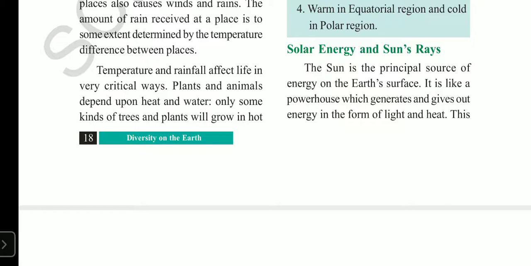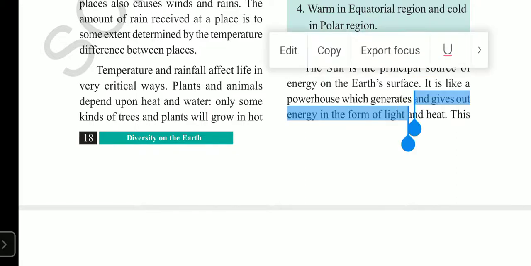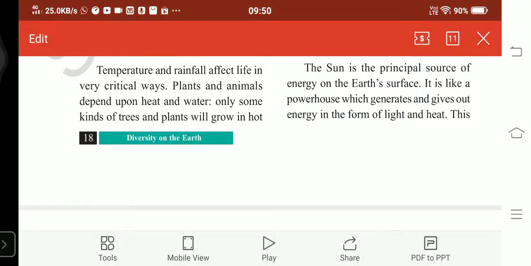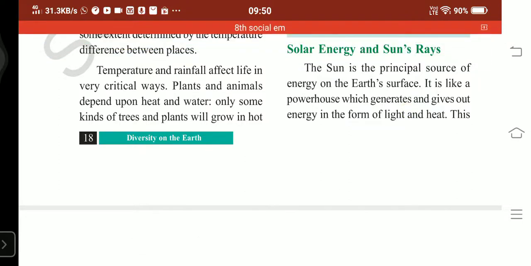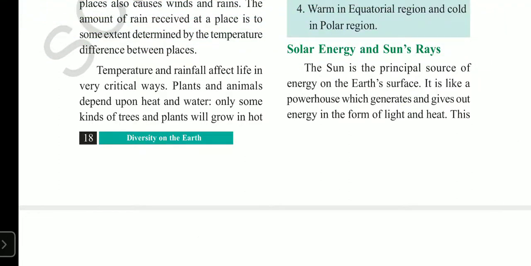When you look at the morning, you will see that the light reaches you, right? That is energy. And certain rays fall on the earth's surface, and those rays which fall on the earth's surface will generate heat, right? Due to that, the earth becomes warm. So light and heat, these are the two things we are getting from the sun, right?